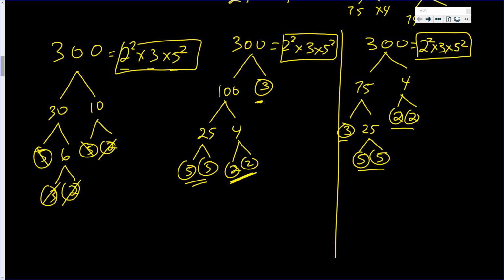Prime factorization is unique up to order. What does order mean? Somebody can say it's 3 times 5 squared times 2 squared. They're only using primes. Up to order, it is unique. Let's try just one more.